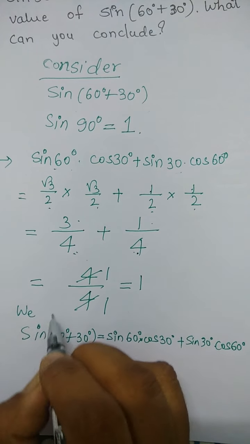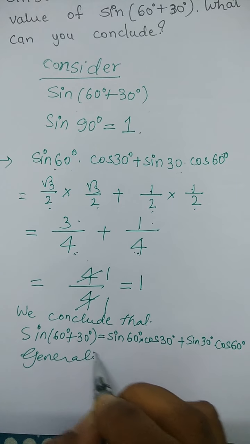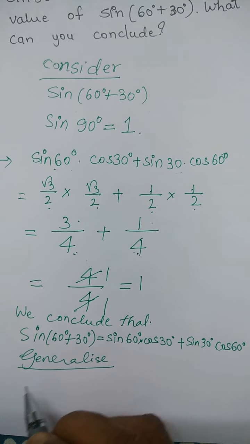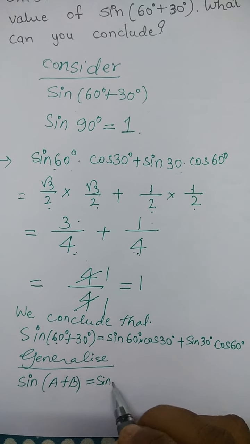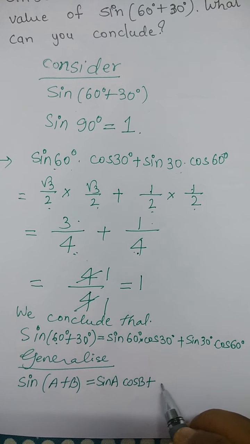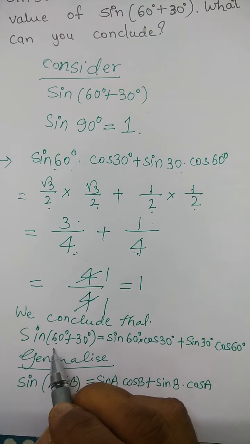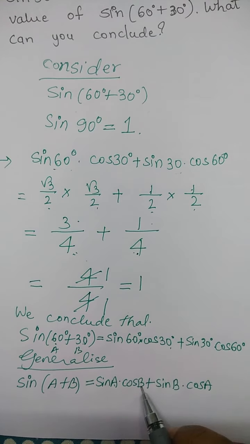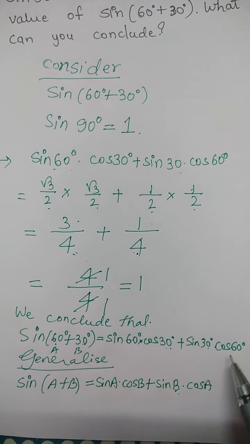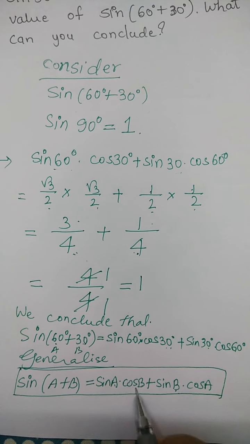Here you write down, we conclude that, and generalize it by taking 60 degree and 30 degree as angle A and B. So sine A plus B will be equal to sine A into cos B plus sine B into cos A. Here we have taken 60 degree as A and 30 degree as B. So wherever 60 degree is there, you write A, and wherever 30 degree is there, you write B. So we have generalized that sine A plus B is equal to sine A cos B plus sine B cos A.